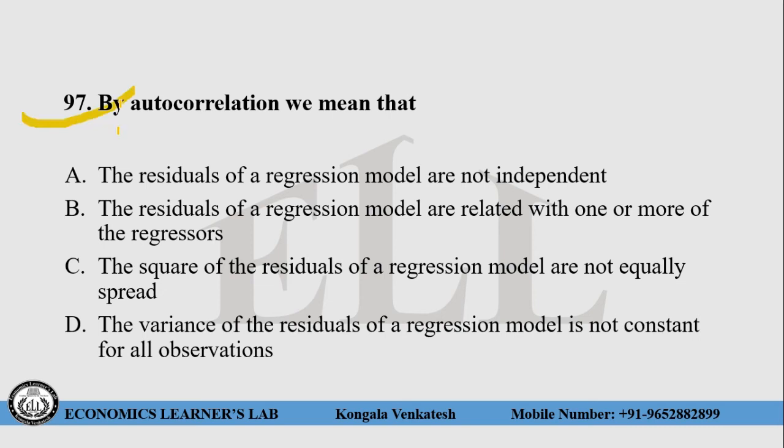Question number 97. By autocorrelation we mean that: choice A, the residuals of a regression model are not independent. Choice B, the residuals of a regression model are related with one or more of the regressors. Choice C, the squares of the residuals of a regression model are not equally spread. Choice D, the variance of the residuals of a regression model is not constant for all observations. So here the right answer for this question is choice number D, that is the variance of the residuals of the regression model is not constant for all observations. It indicates autocorrelation.